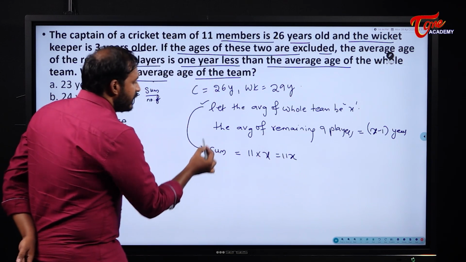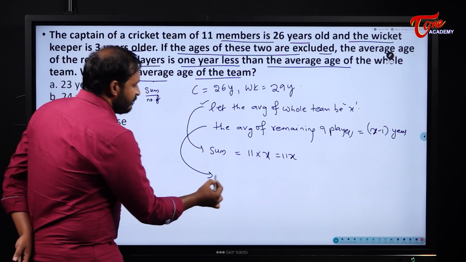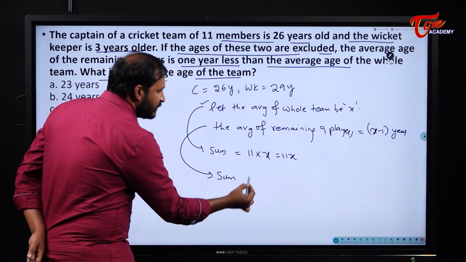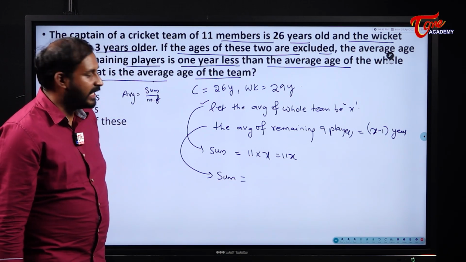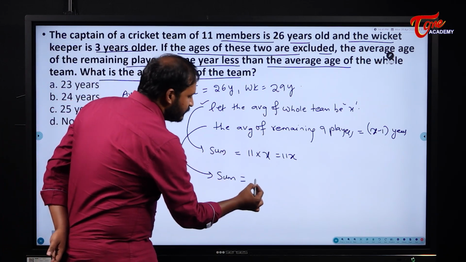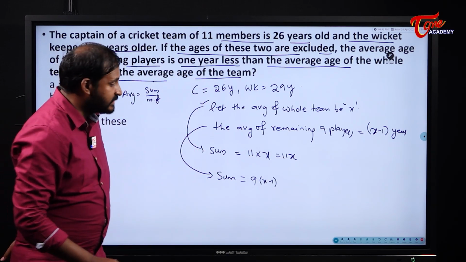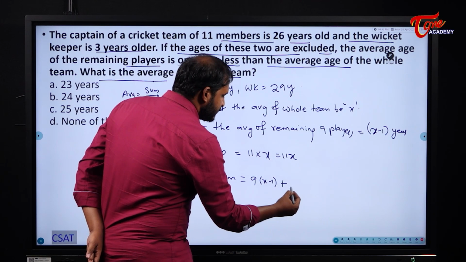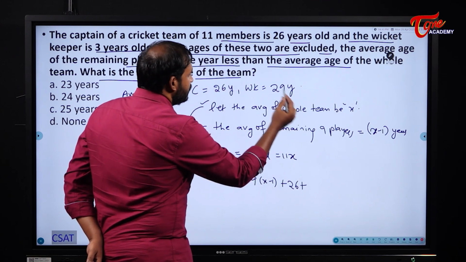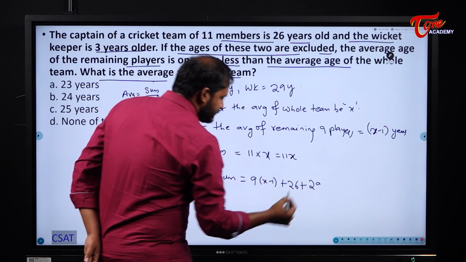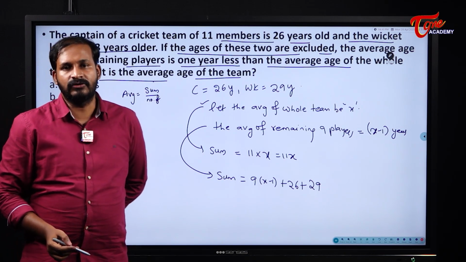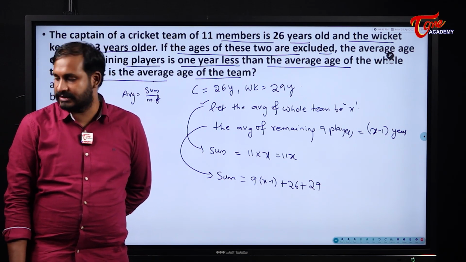Okay, good, superb. Next, from the next case, what will be our sum, students? The average of the remaining 9 players is X minus 1. So 9 into (X minus 1) is the sum of 9 players, plus the captain's age is 26 years and the wicket keeper's age is 29 years. Understood? This is the total sum we have here.